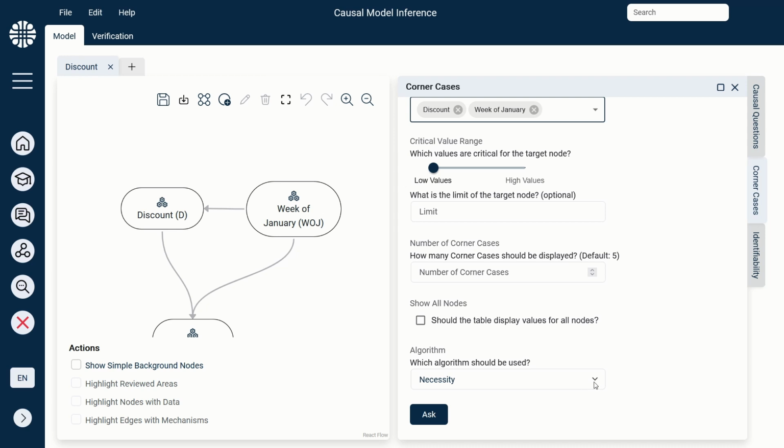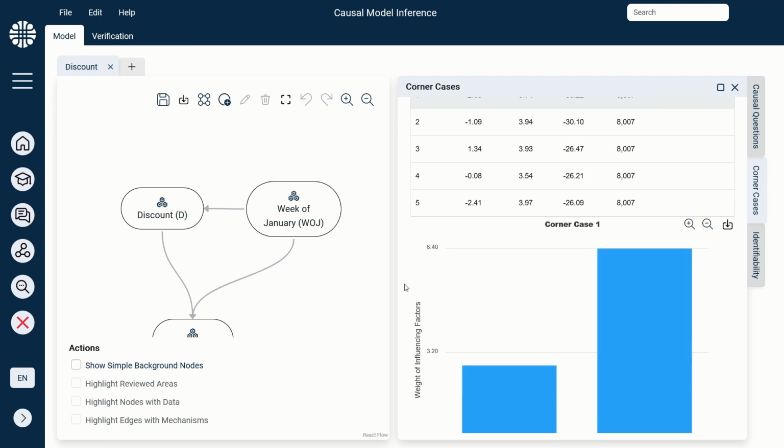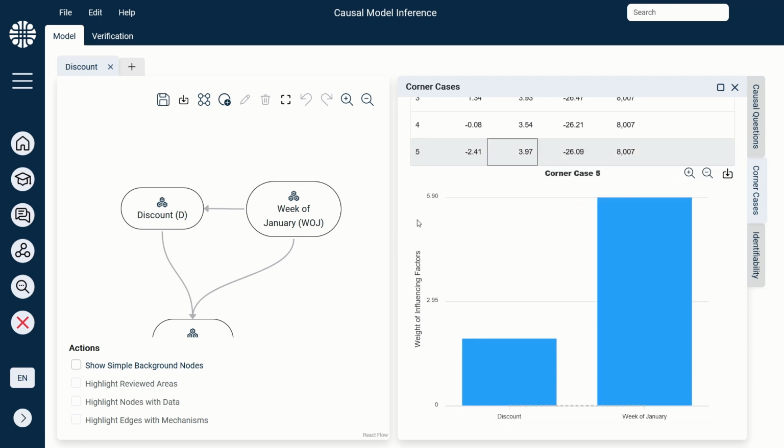Finally, I select the root cause algorithm. So we have 5 cases with low revenue here. And we see that, at least according to our model, week of January heavily influences the revenue and not so much the discount.